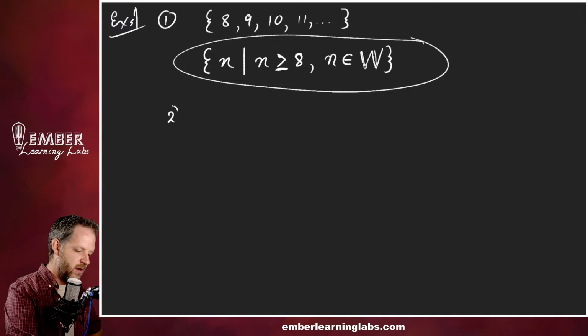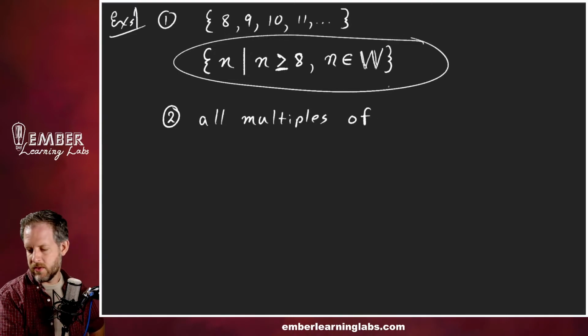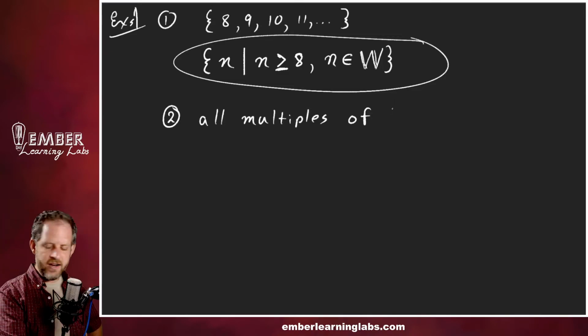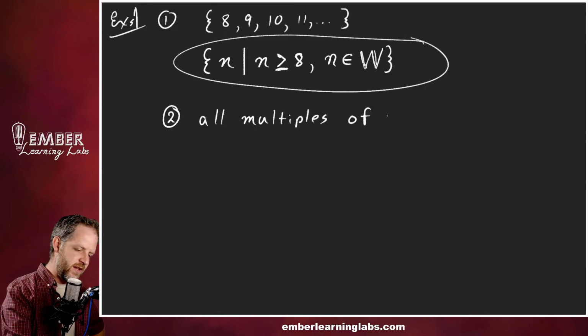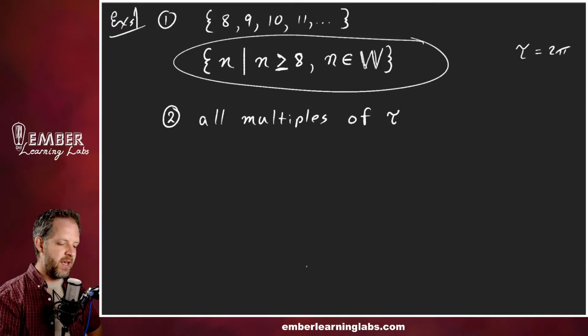These are fun. So let's do all multiples of 3. Actually, in the book they use pi. Let's do all multiples of tau. Tau, in case you don't know, equals 2 pi. Okay. So we want to do all multiples of pi in set builder notation.